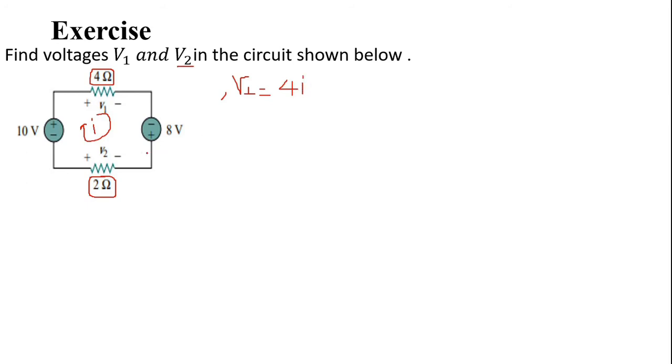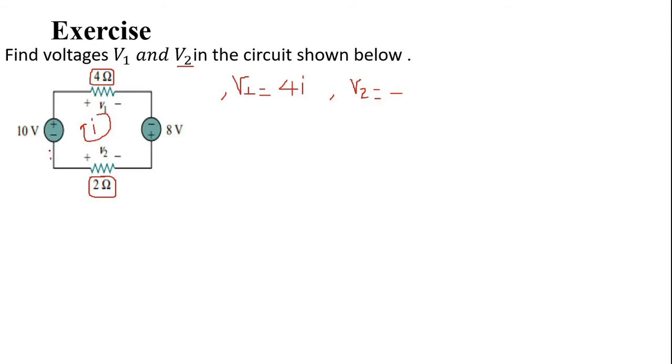And what about V2? Since both resistors are connected in series, we have the same current, because for a series circuit, the current flowing through each element is the same. So V2 is also negative, since the current is entering in a negative terminal.